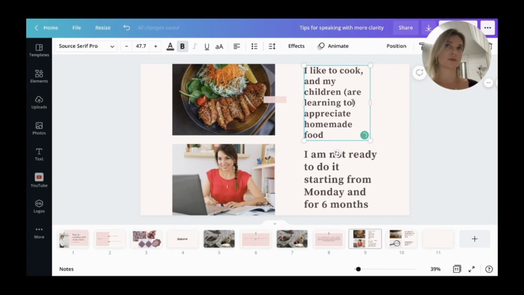This immediately sounds clearer because you give us a little bit more context about the situation, and it just sounds more natural as well.